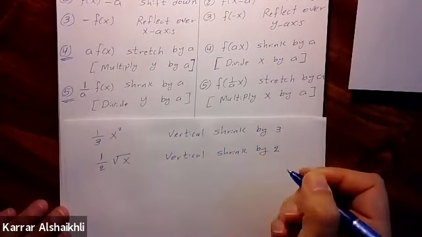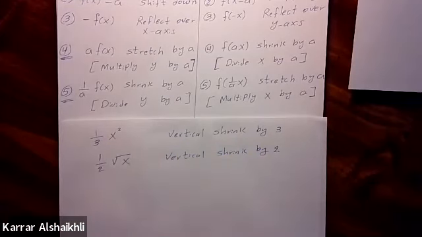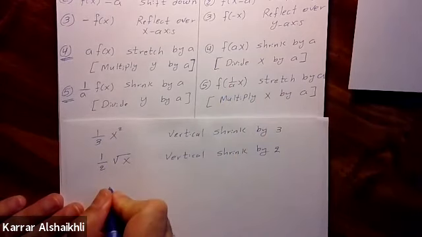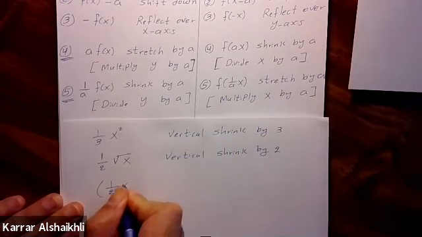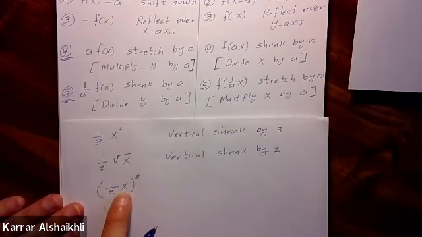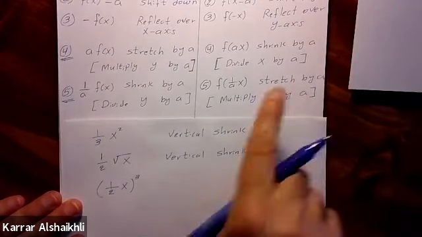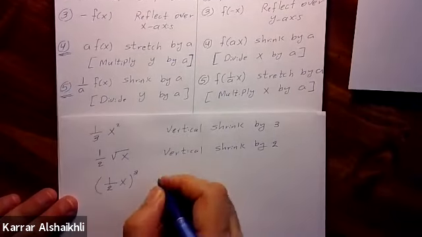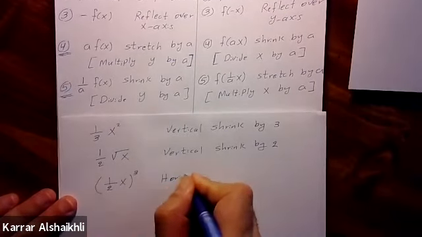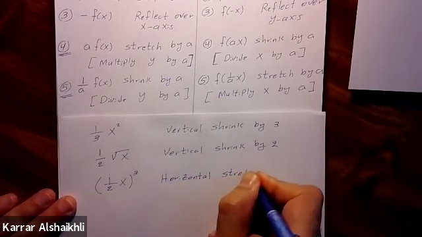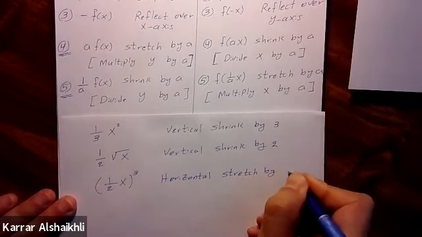So that's the difference between, let's do this one, it's going to be stretched. If we have 1 over 2 x cubed, you see 1 over 2 inside the function and it's cubed, so it's going to be a horizontal stretch by the number 2. So it's going to be horizontal stretch by 2.